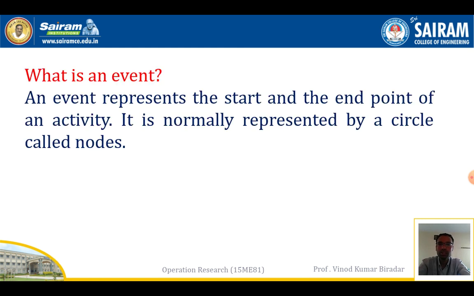Okay, next definition is event. So let me explain what you mean by event in a network analysis problem. It represents the start and the end point of an activity. It is normally represented by a circle called a node. So it is similar to an activity, but it shows the beginning stage and the end stage. Now it is normally represented by a circle, as I showed in the last slide. Okay, that is what an event is.